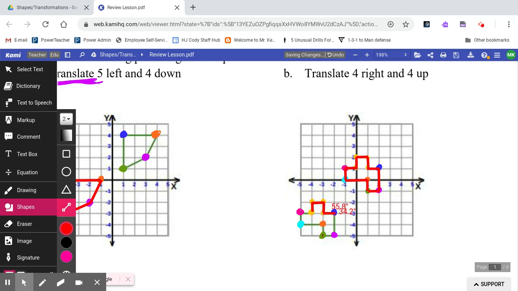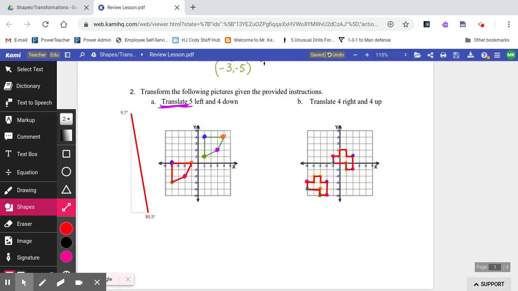You can see me drawing it. It looks the exact same. Nothing's changed. It's just moved. And that's what translating is. It's moving a shape. It's not changing the way that it actually looks. Beautiful. Hopefully you did a great job on translating. That was usually one of our easier ones.